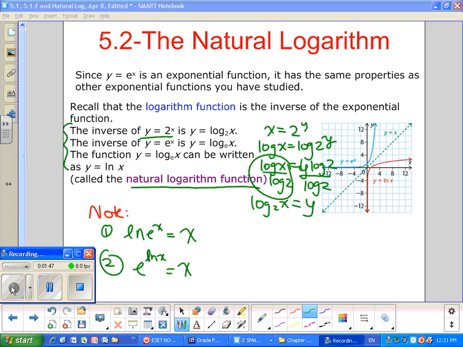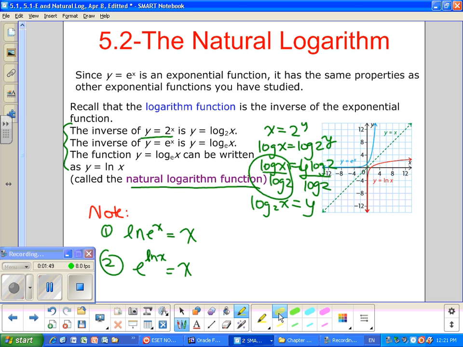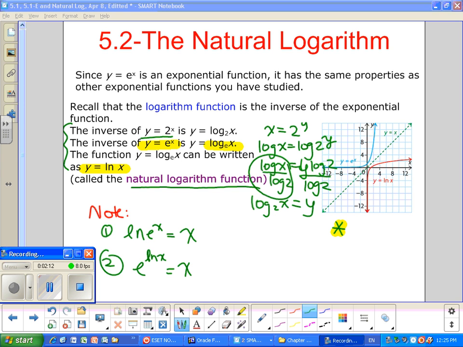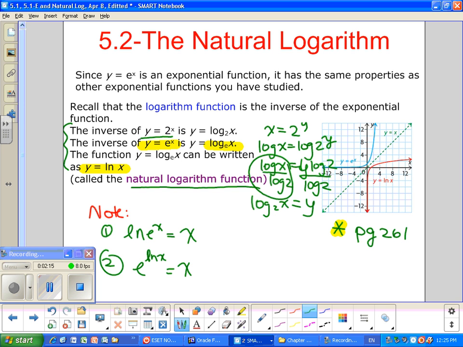So now if you look at what we're doing with e's, if you have e to the x, the inverse of that will be y equals log base e of x. However, if you have log base e of x, we don't write it like that anymore. We write it as the ln of x, which is a natural logarithm. If you want the key features, page 261 has all the key features for both of those graphs if you want to get those. So the last part I want you to notice is this right here.